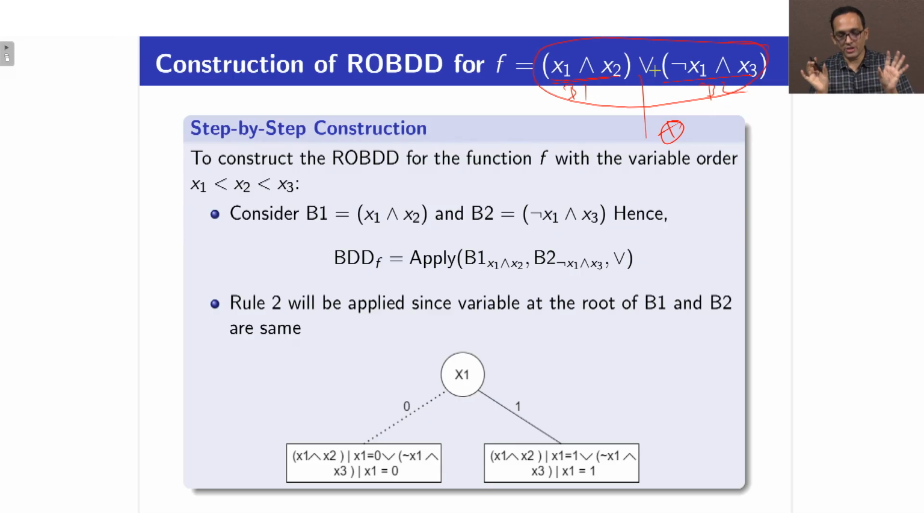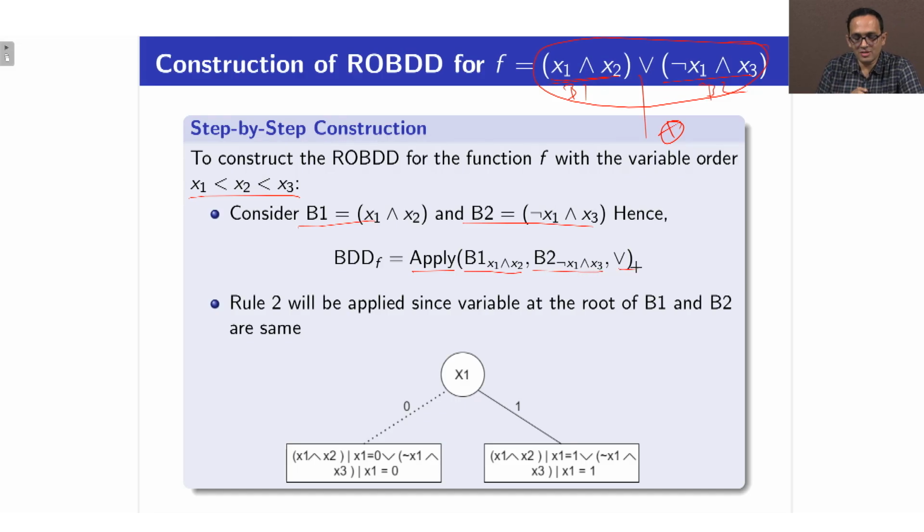So, I am basically doing a BDD OR operation of 2 BDDs, which is this and this. B1 is this, and let us say the variable order is x1, x2, x3. So, the first level is x1, then x2, then x3. So, I will apply it where this is the BDD of x1 and x2, this is the BDD of not x1 and x3, and the operator is OR.